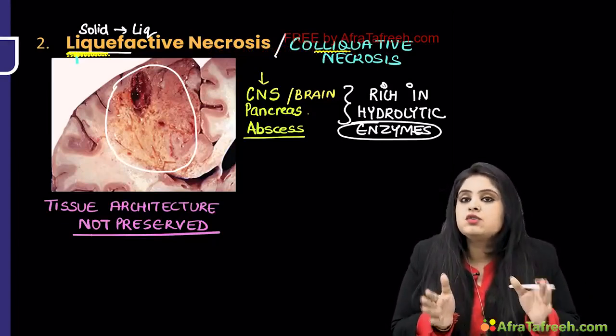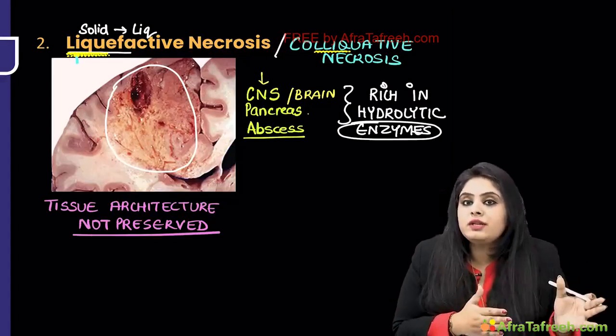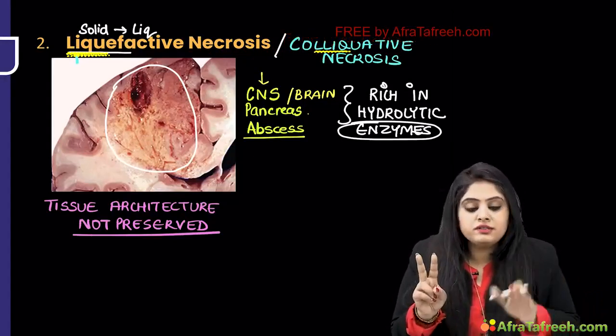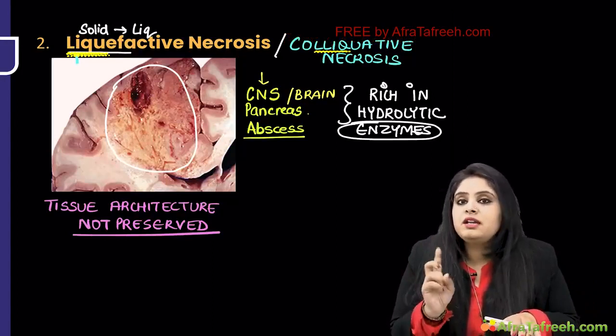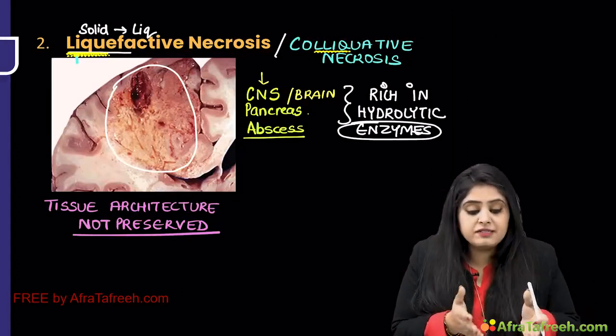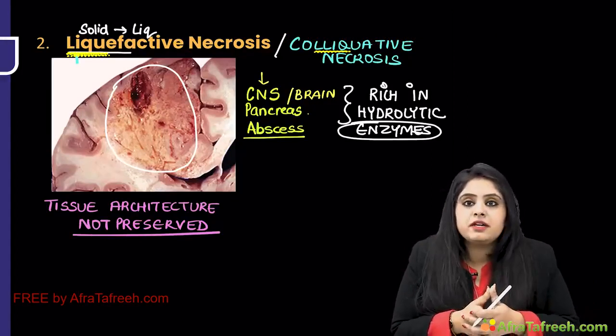So now take home message. All the solid organs were coagulative necrosis. But which two organs are coming here? Liquefactive, the brain and the pancreas. Why? Because brain and pancreas have a lot of enzymes. That is why they are showing you liquefactive necrosis.